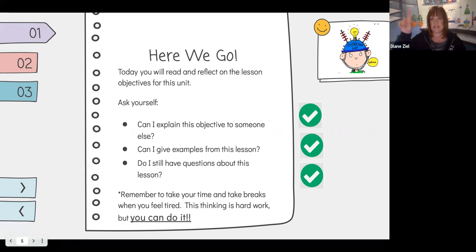The other most important thing I want you to remember is that self-assessment is hard work. It's not just an easy check the boxes. You should be taking your time and probably will feel like you need to take a break at some time when you feel tired, because the thinking is hard work and your brain does get tired from it. But remember, you can do it. Take one lesson or a set of objectives at a time, then take a break and come back. That's the best way, the healthiest way to assess your learning.